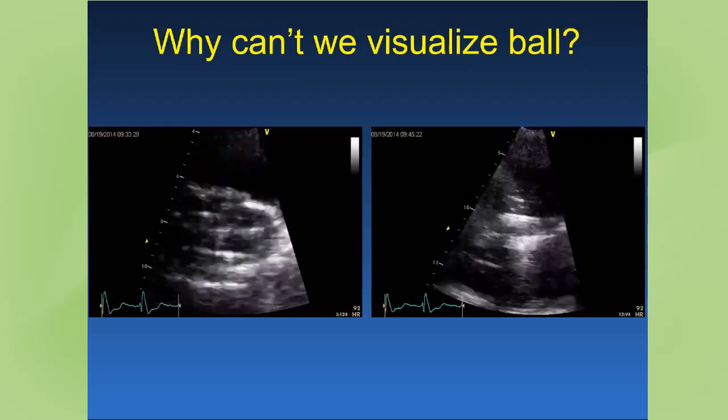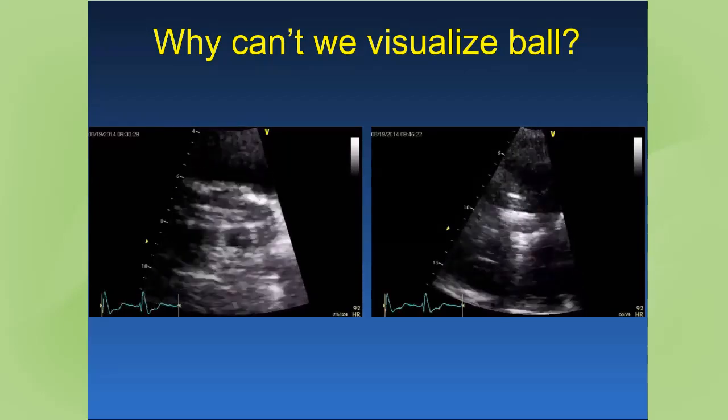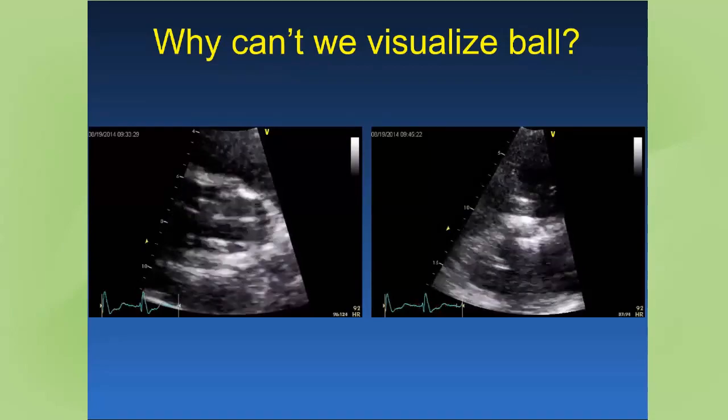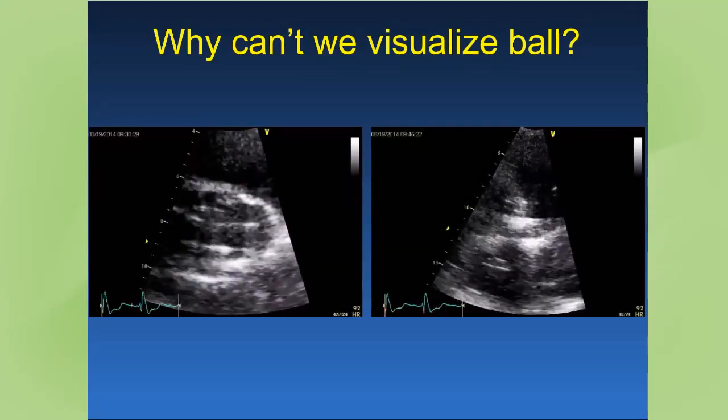So the question is, why can't we see the ball? Why can't we visualize the ball? I don't see any round silicone ball in there at all. I do see some motion, but we don't see the ball.